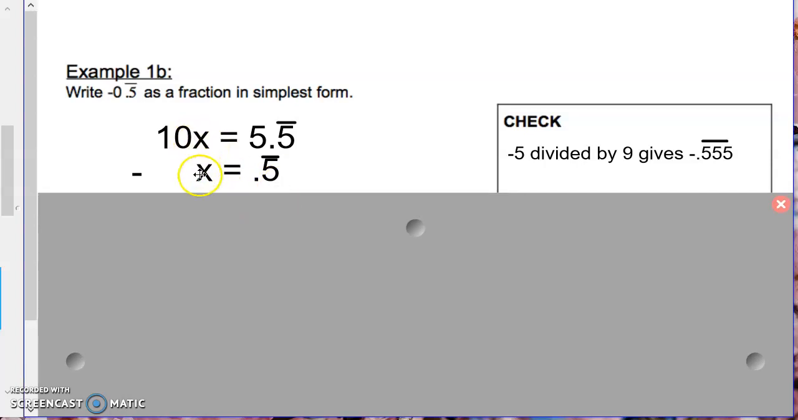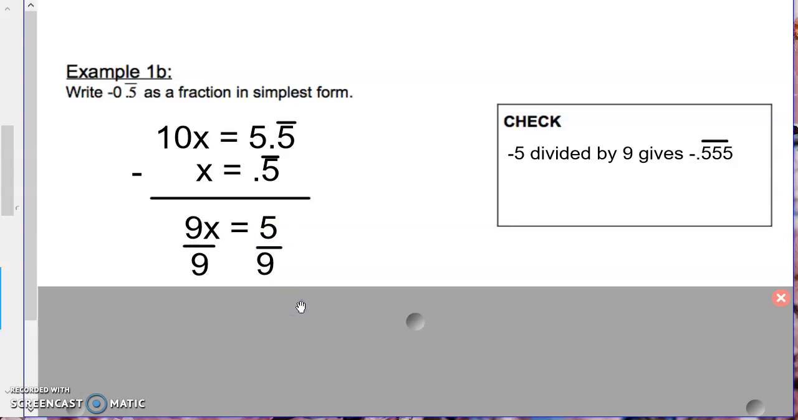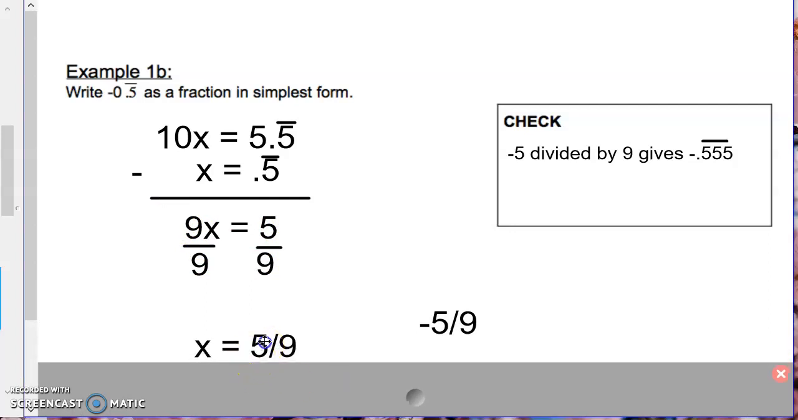Well, 10x minus 1x is going to leave me with 9x. 5.5 repeating minus 0.5 repeating cancels that repeating part out. So I'm just left with 9x equals 5. Now I just need to solve this equation for x by dividing by 9 on both sides. So the 9s cancel on this one, and 5/9 is what I'm left with. So x equals 5/9. So my simplified answer for this repeating decimal would be negative 5/9. And I can check that by taking negative 5 divided by 9, and it gives me negative 0.555 repeating.